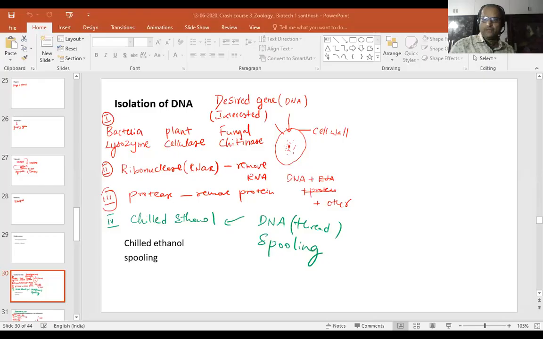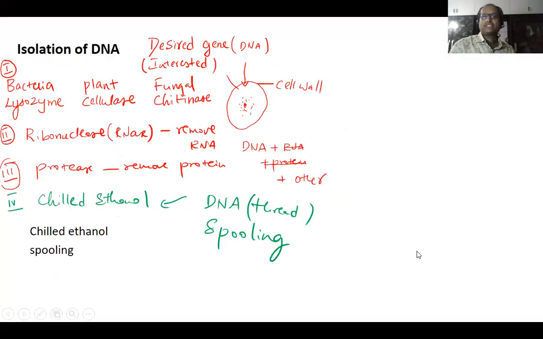Now, what I mean by isolation of DNA is that suppose we have already selected a desired gene, maybe from a different host, whether it is a prokaryotic host or a eukaryotic host. But we need to take out that desired gene, the one we are interested in. So how do we take out the DNA, that is, the gene of interest? That is the concept we are understanding now, called isolation of DNA.